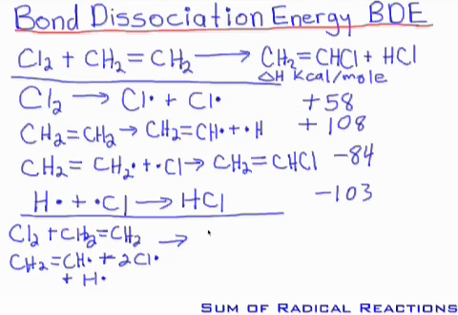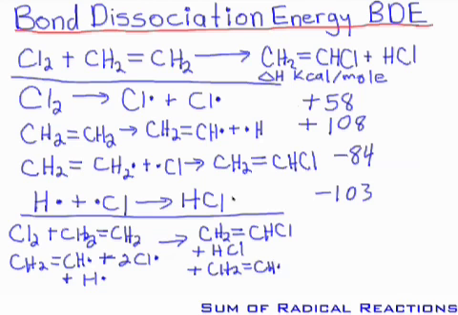On the other one, I have the CH2 double bond CHCl plus an HCl. I have the alkene radical dot. I see I have 2 Cl dots. And I have, okay, Cl dot, Cl, and an H dot.